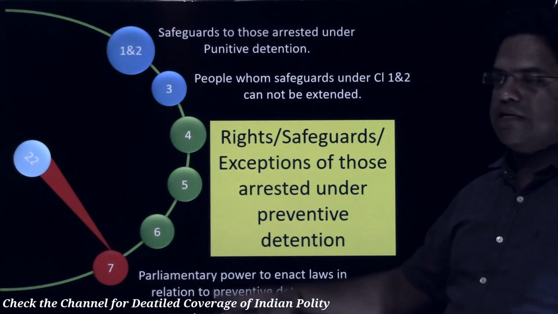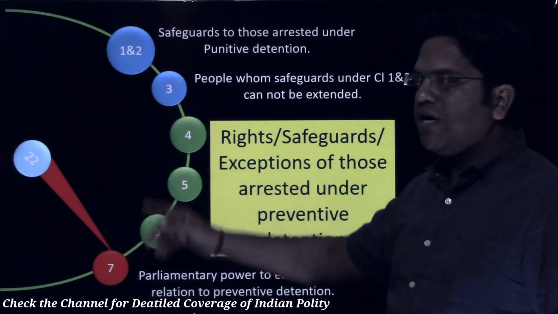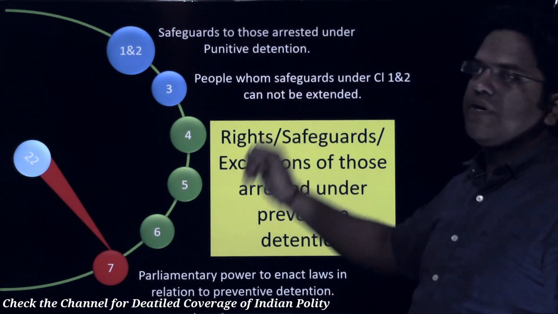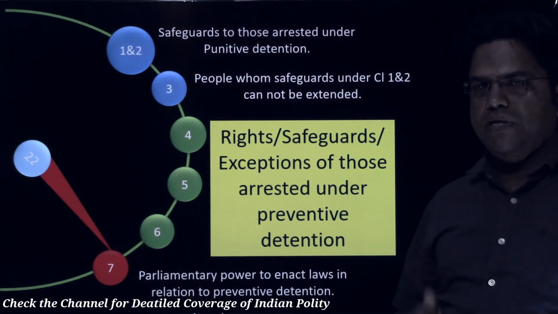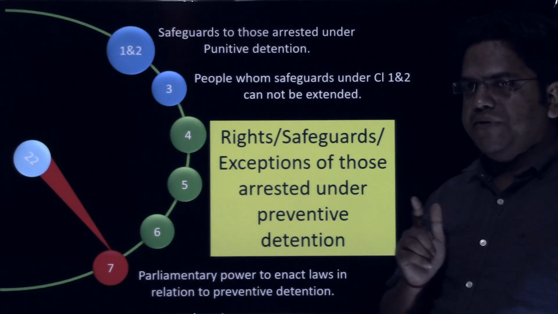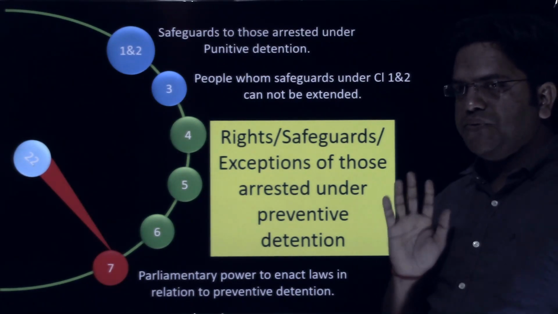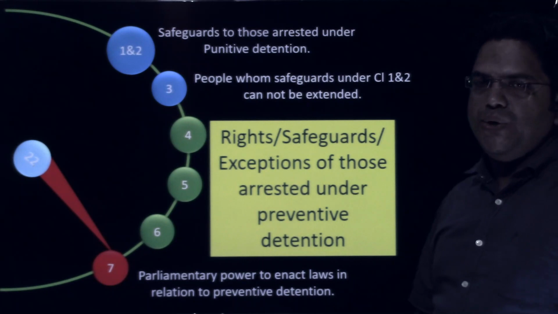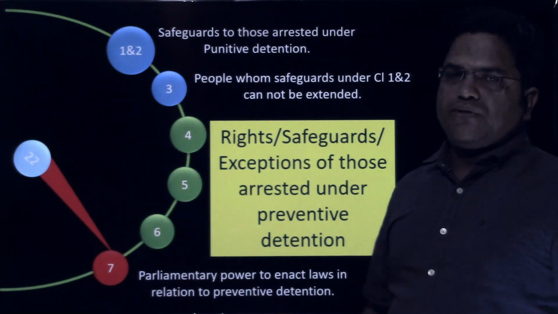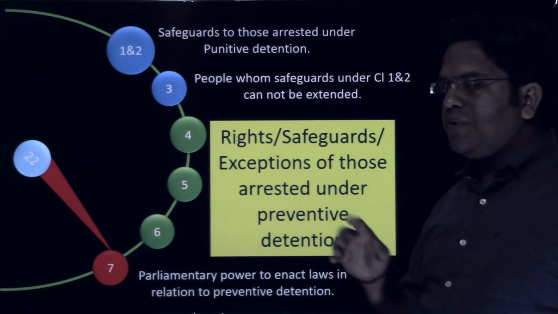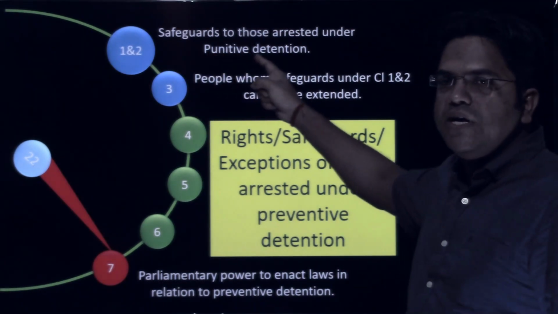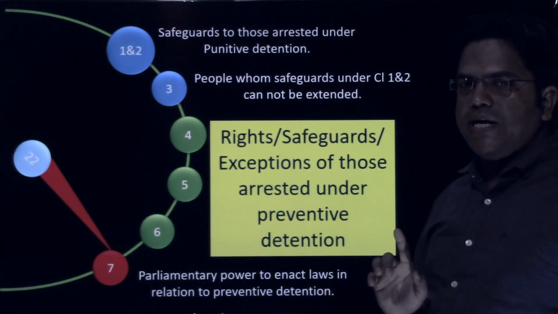So having said that, Clause 1 and 2 of Article 22 provide safeguards to those arrested under punitive detention, right? So there are 2 kinds of detention, one punitive, another preventive detention. I am not getting into the details. I assume that you already know that, right? Now clause 3. So clause 3 tells you who are the category or class of people who cannot have these safeguards mentioned under clause 1 and 2.